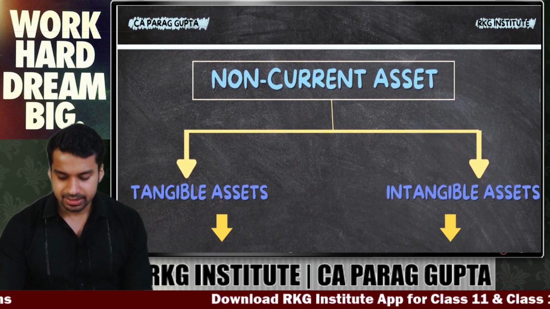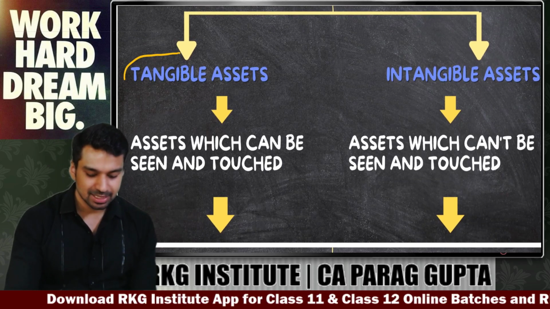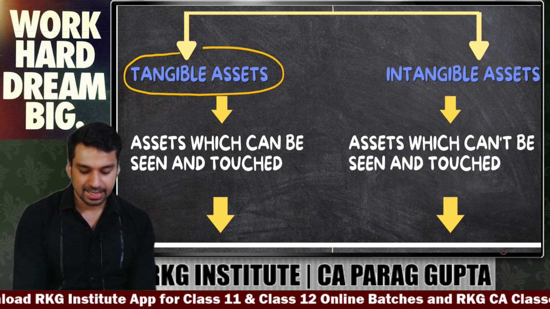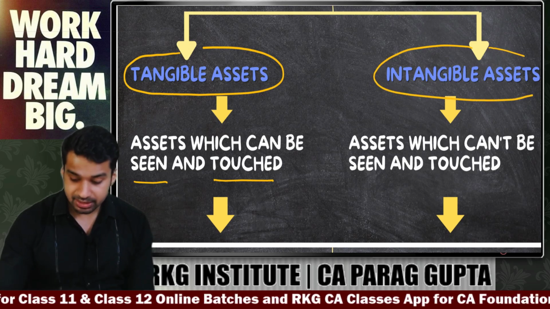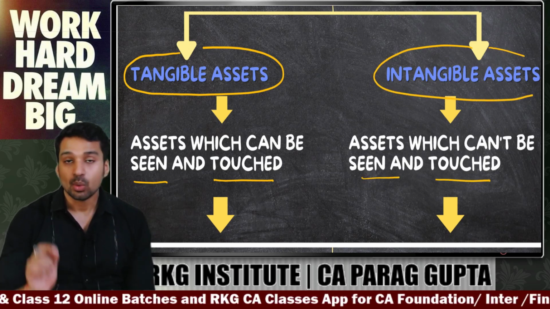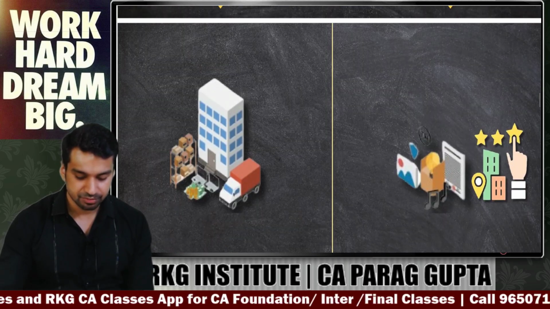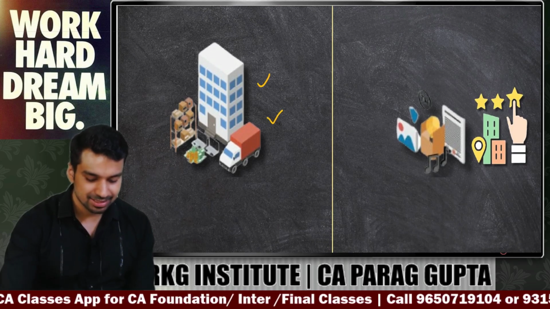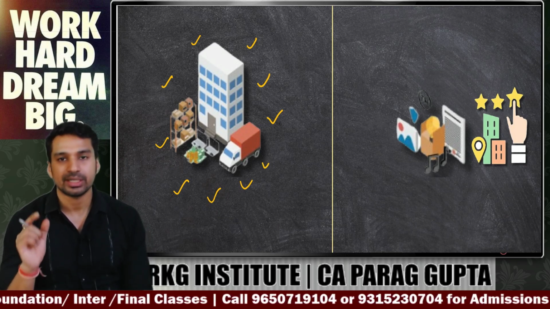These non-current assets are also further classified into 2 categories. One is tangible assets, which you can see and touch. The other is intangible assets, which you cannot see and cannot touch. Tangible asset examples are, let's say, building, machine, furniture, motor vehicle. All these assets are physical, have physical existence, and you can see them and touch them.